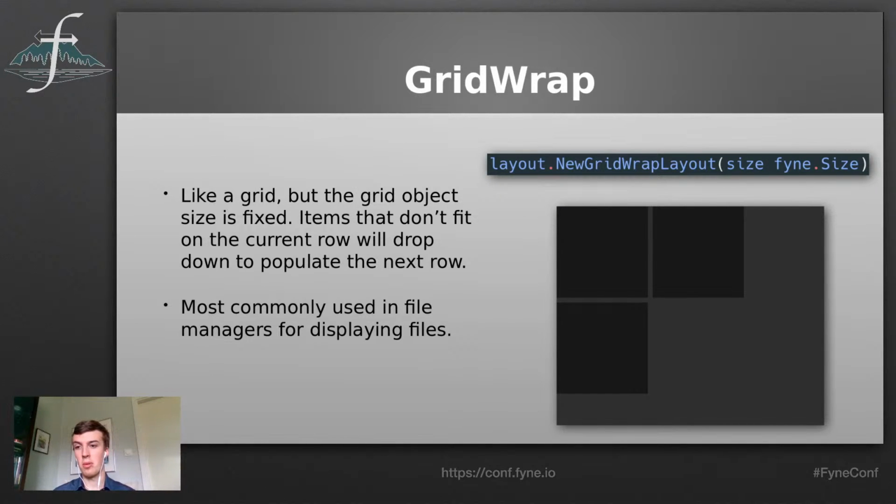And with the grid wrap, it's basically a grid, but instead of saying I want this many columns or I want this many rows, you set a fixed size for the objects, and any items that don't fit on the current row will drop down and populate the next row. And you might have seen this before in, for example, file managers, where you have a lot of icons in an icon view, and when you resize the window, they pop up to the row below, or above, I mean, sorry.